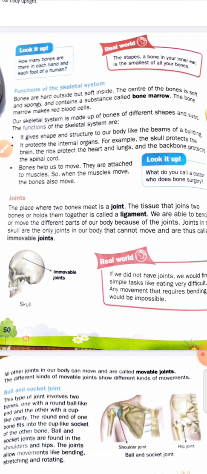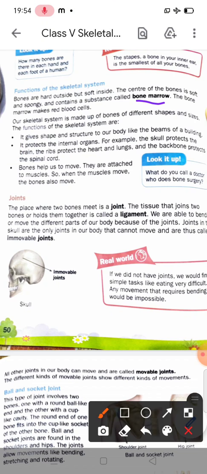And you know, there is a soft and spongy fluid present in the center of the bones, called bone marrow. Have you heard this name, bone marrow? Where is this bone marrow present? Yes students, in the center of the bone. And this is a soft and spongy fluid. And do you know what the function of the bone marrow is? Yes students, bone marrow makes red blood cells. Do you know what the color of blood is? Yes students, red. Why? Due to the presence of red blood cells.